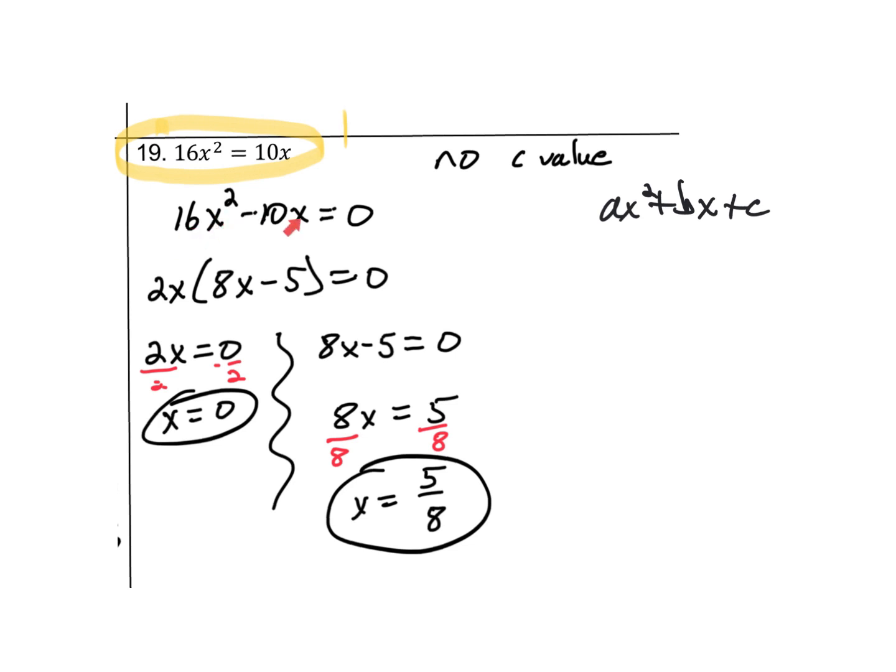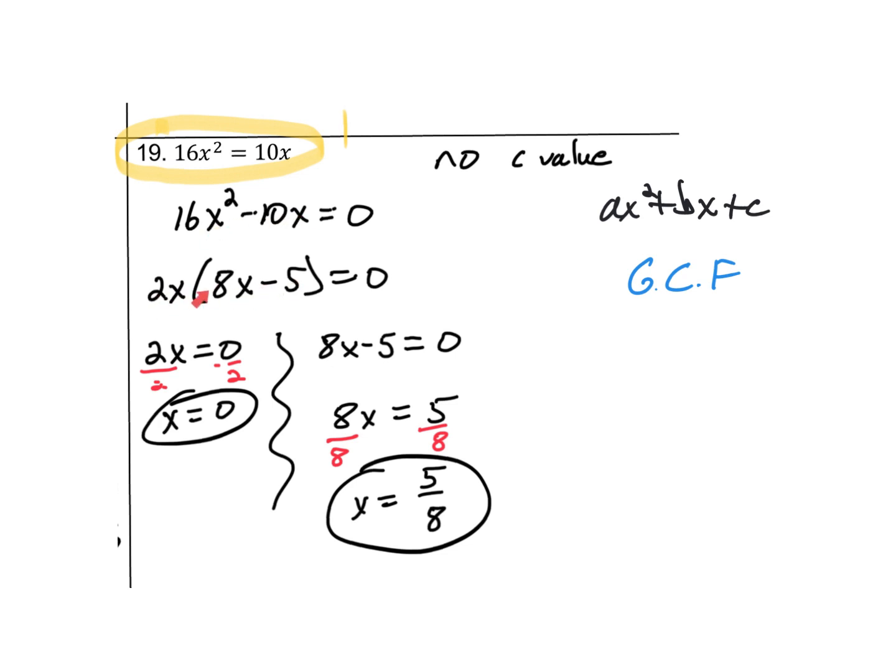Now, this ax squared minus bx, they have a factor in common. First of all, obviously they both have an x, and 16 and 10 are both divisible by 2. That would be what's called the greatest common factor, which is the 2x. So we factored out 2x. And then what remains inside the parentheses is what we'd have to multiply back to get to the original. So 2x times 8x gives us 16x squared, and 2x times negative 5 gives us negative 10x.